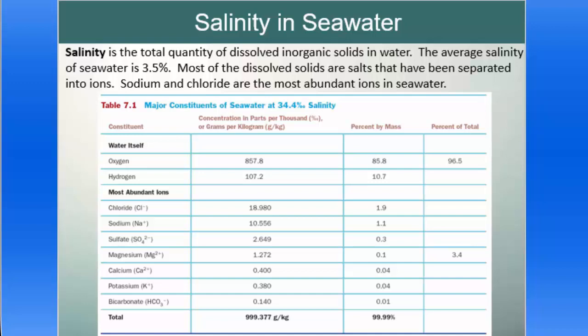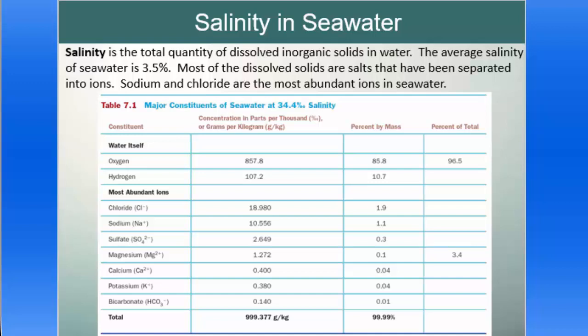Most of the dissolved solids are salts that have been separated into ions, basically from the weathering of rocks on the continents. Weathering, whether it's chemical weathering or physical weathering, breaks down rocks into much, much smaller pieces, eventually getting them down to just their ions. Those ions flow downstream and end up in the ocean. That's how we've saltified, essentially, the ocean.